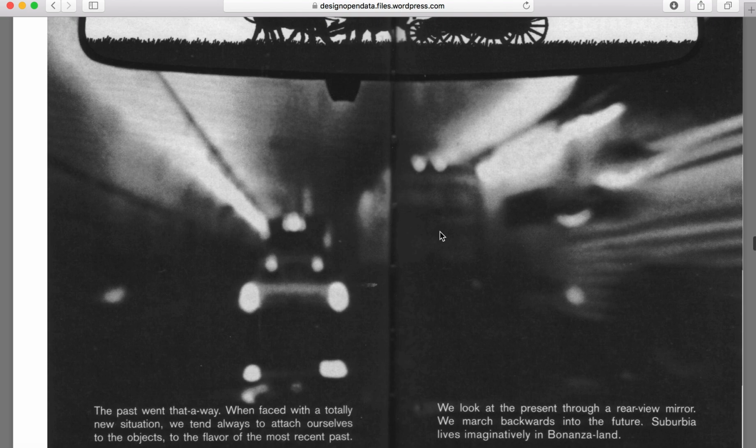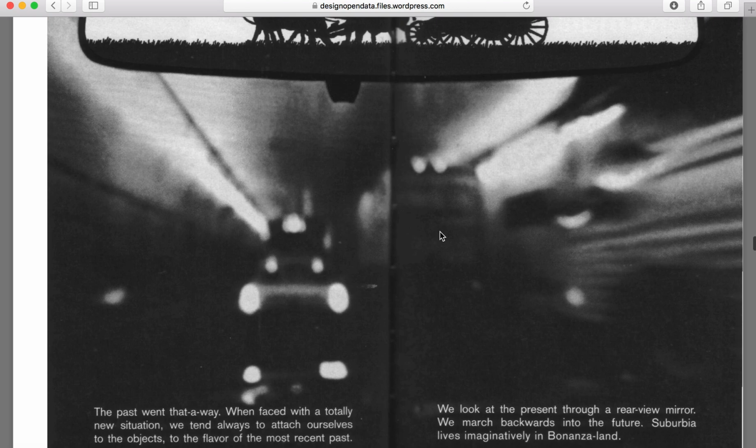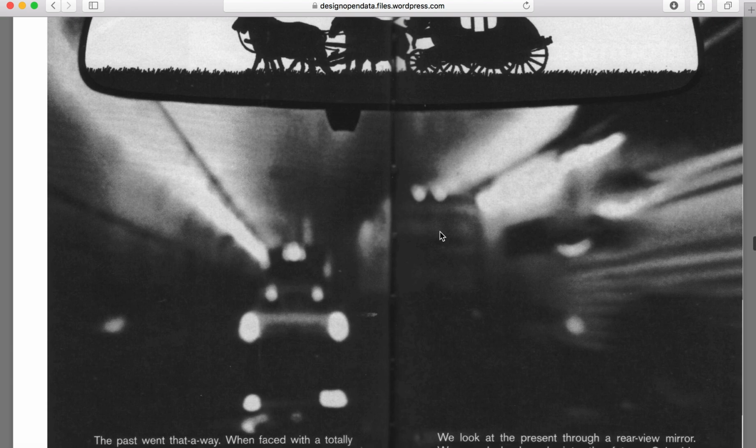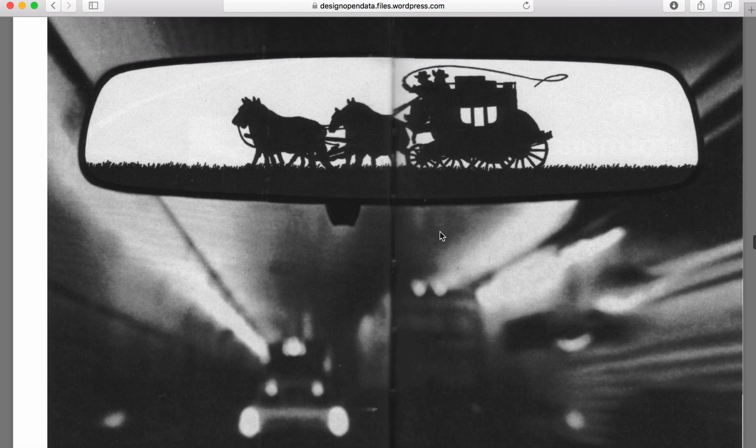The past went that way when faced with a totally new situation. We tend always to attach ourselves to the objects, to the flavor of the most recent past. We look at the present through the rearview mirror. We march backwards into the future. Suburbia lives imaginatively in Bonanza land. Okay? So here you can see a tunnel going into the city or whatever, and in the rearview mirror you see a stagecoach.